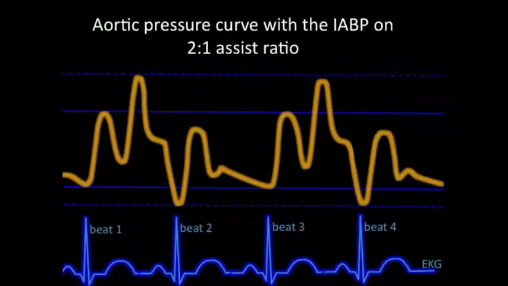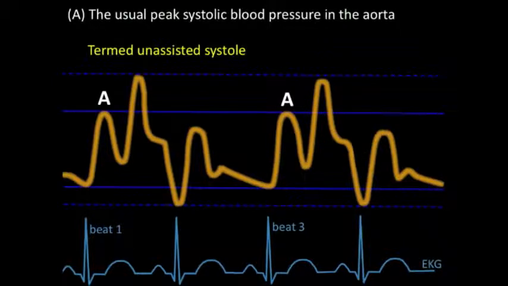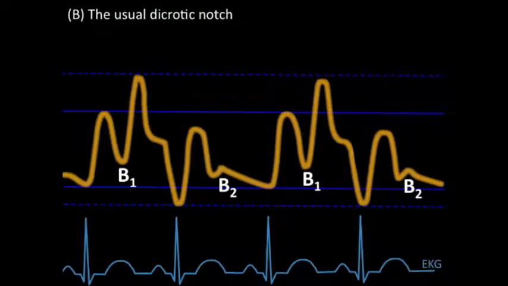So now let's go ahead and start at the beginning of the tracing by the letter A. So this is unassisted systole. And here, the aortic pressure curve is completely normal. But now remember, these patients are quite sick, so you're not going to see normal pressures of 120 millimeters of mercury like you would in a normal adult, but they'll be much lower. And next, we see the usual dicrotic notch, representing what? Closure of the aortic valve.